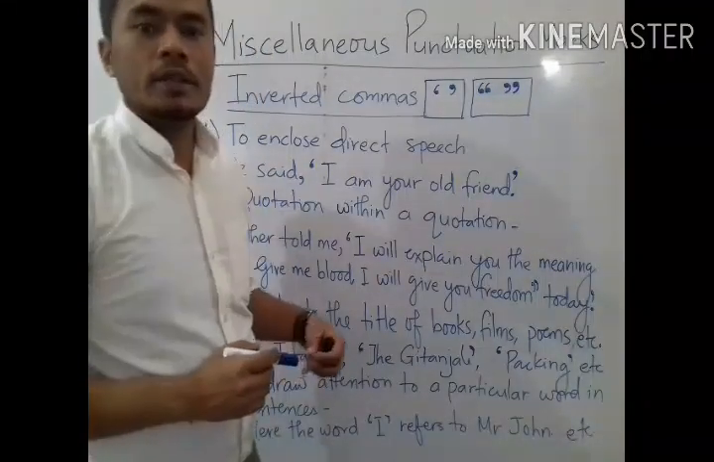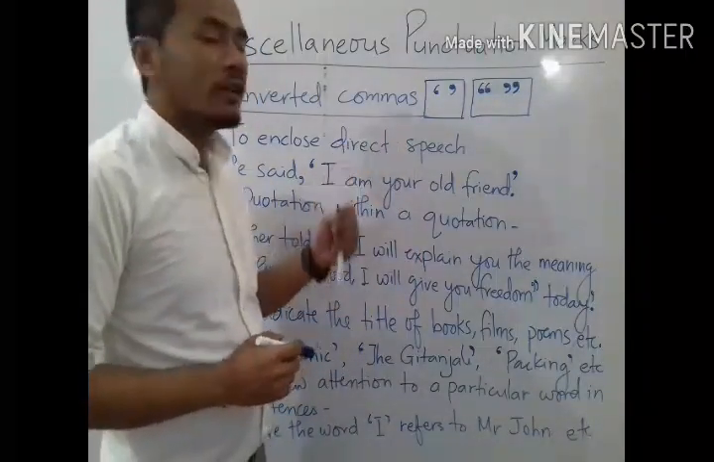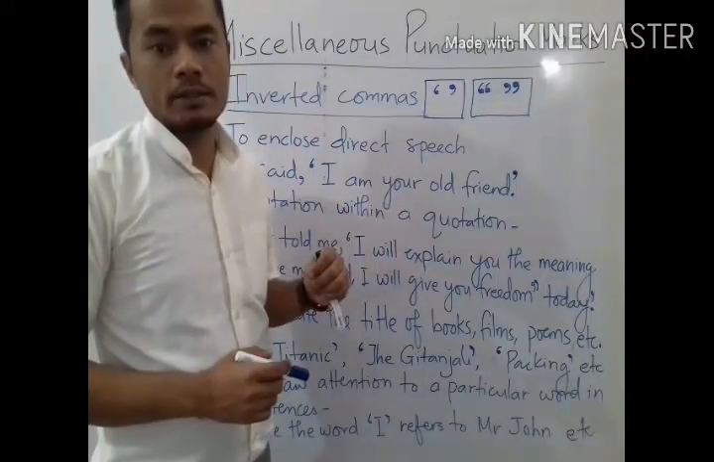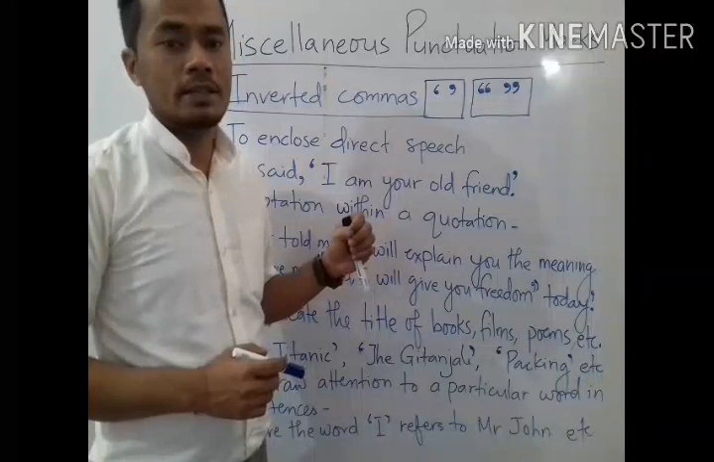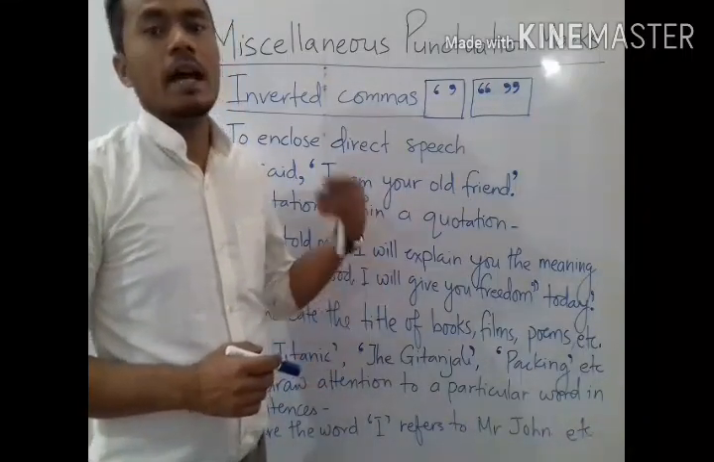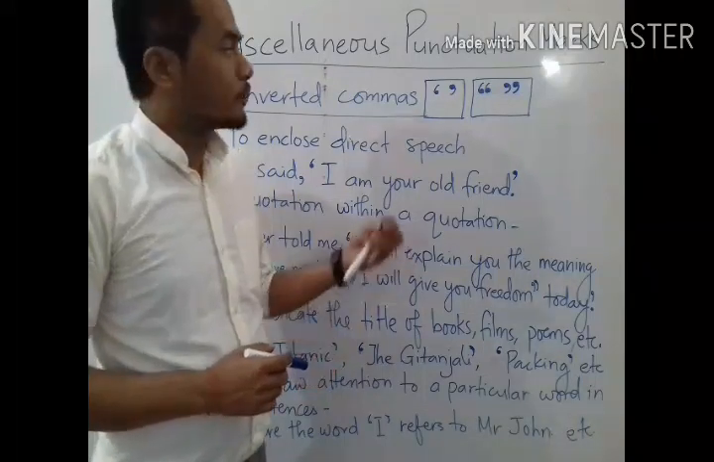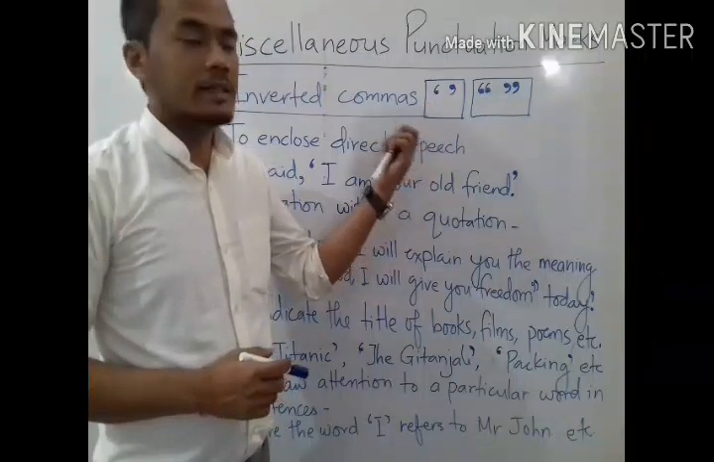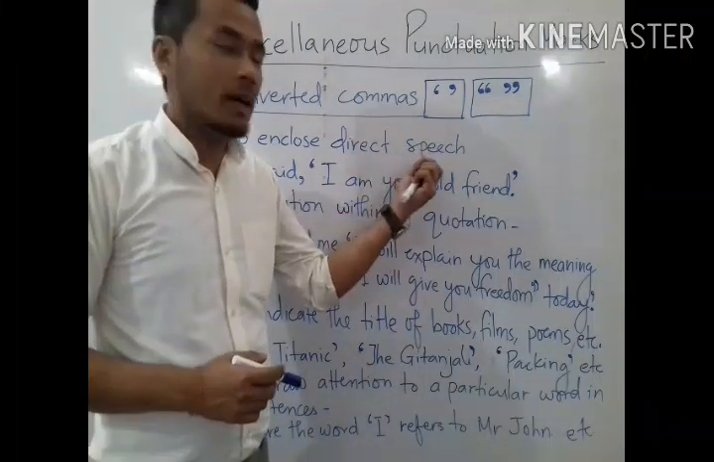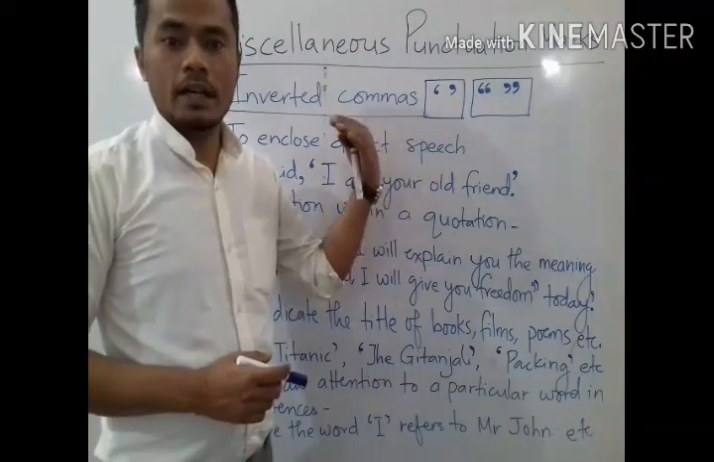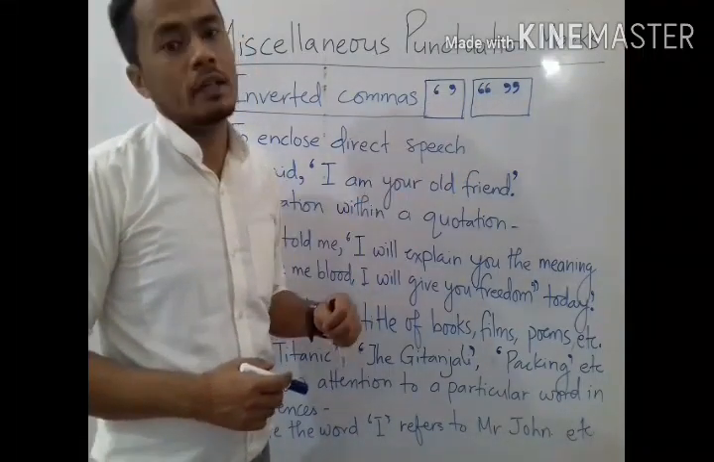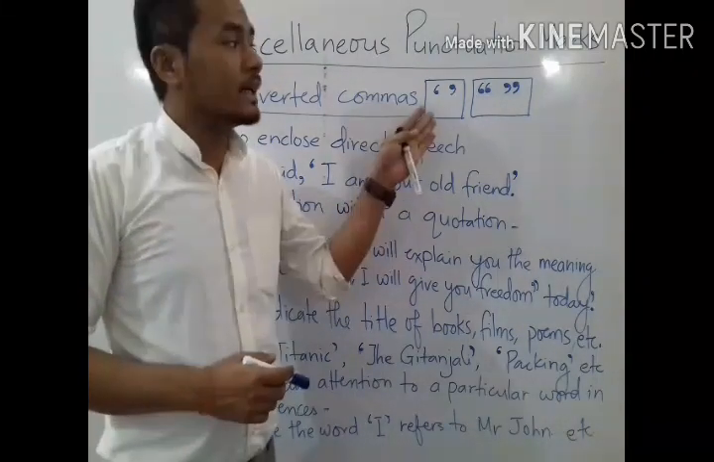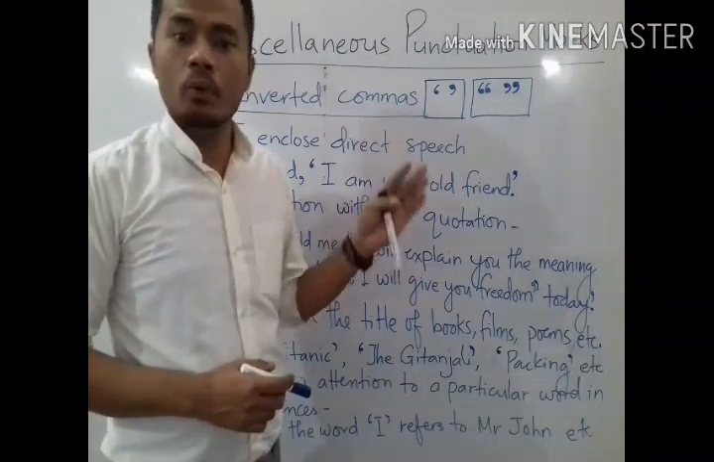Now we will discuss the conditions of using inverted commas in sentences. Inverted commas are also called quotation marks. Okay, there are two kinds of inverted commas. One is single inverted commas and another is double inverted commas. Mostly British English uses single inverted commas, and American English uses double inverted commas. But there are some conditions in which we have to use both single inverted commas and double inverted commas in a sentence.